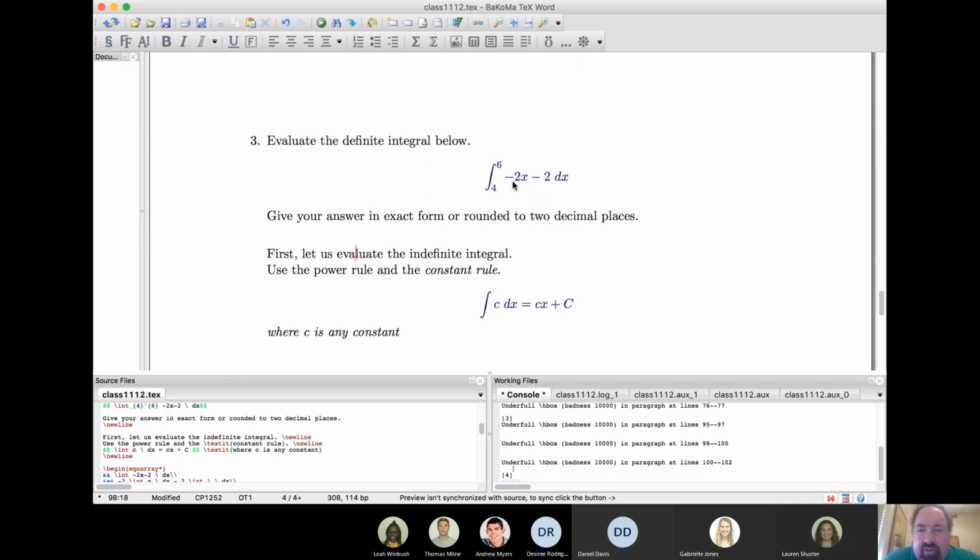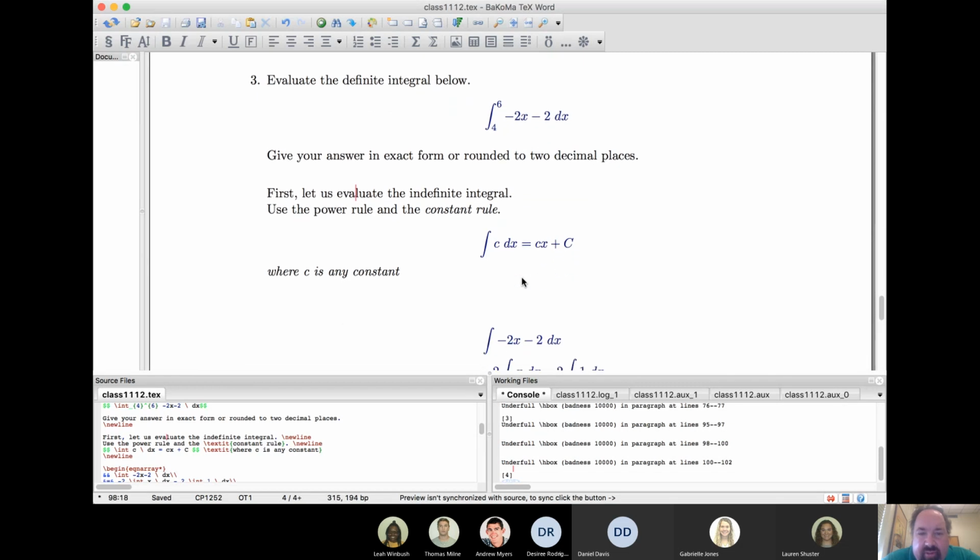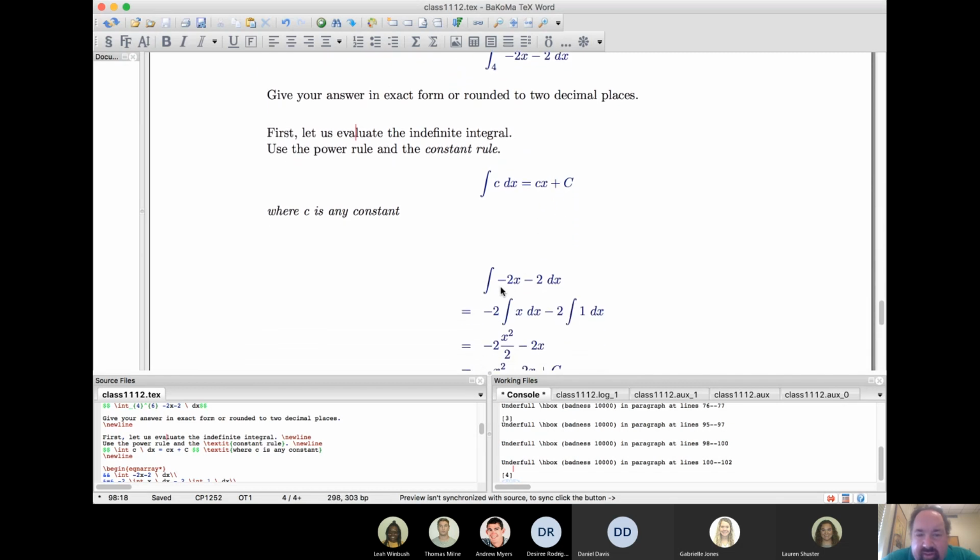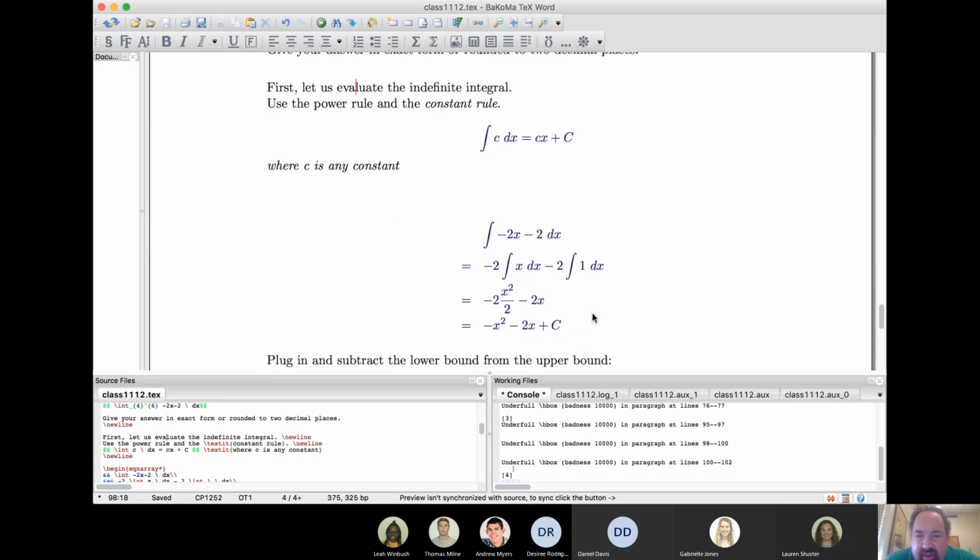All right, here's another definite integral of minus 2x minus 2. So we do the indefinite integral. We're going to use the power rule again. So here I break this up into 2 separate integrals: the integral of minus 2x and the integral of minus 2. Pull out the constant factors, so we're just integrating x and then 1.